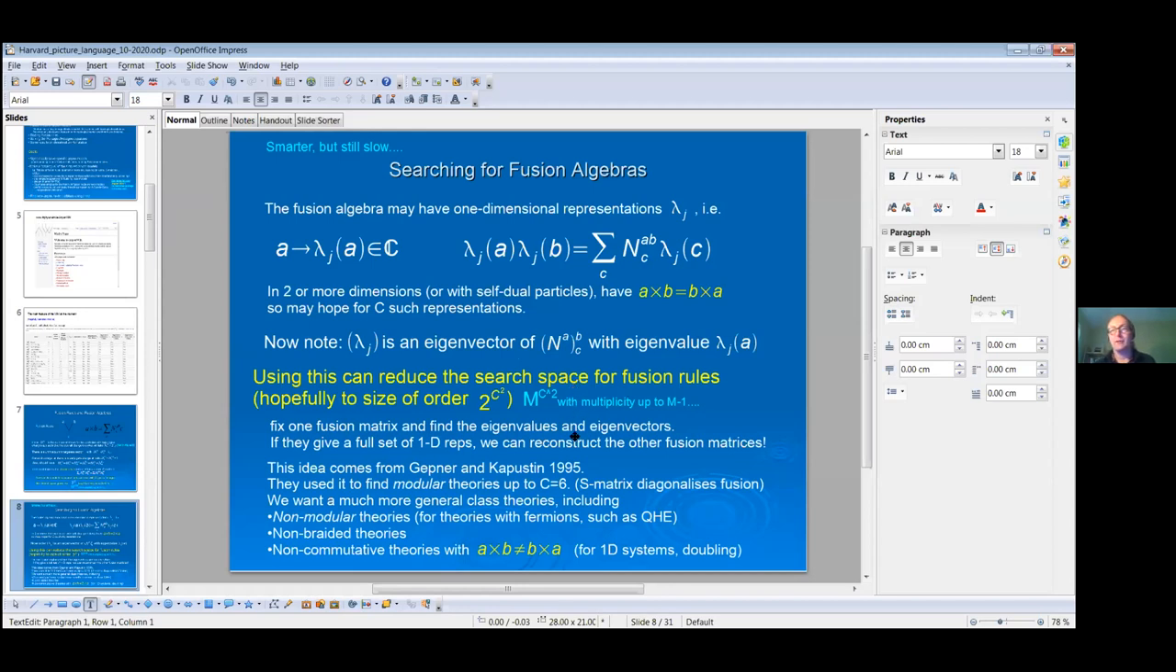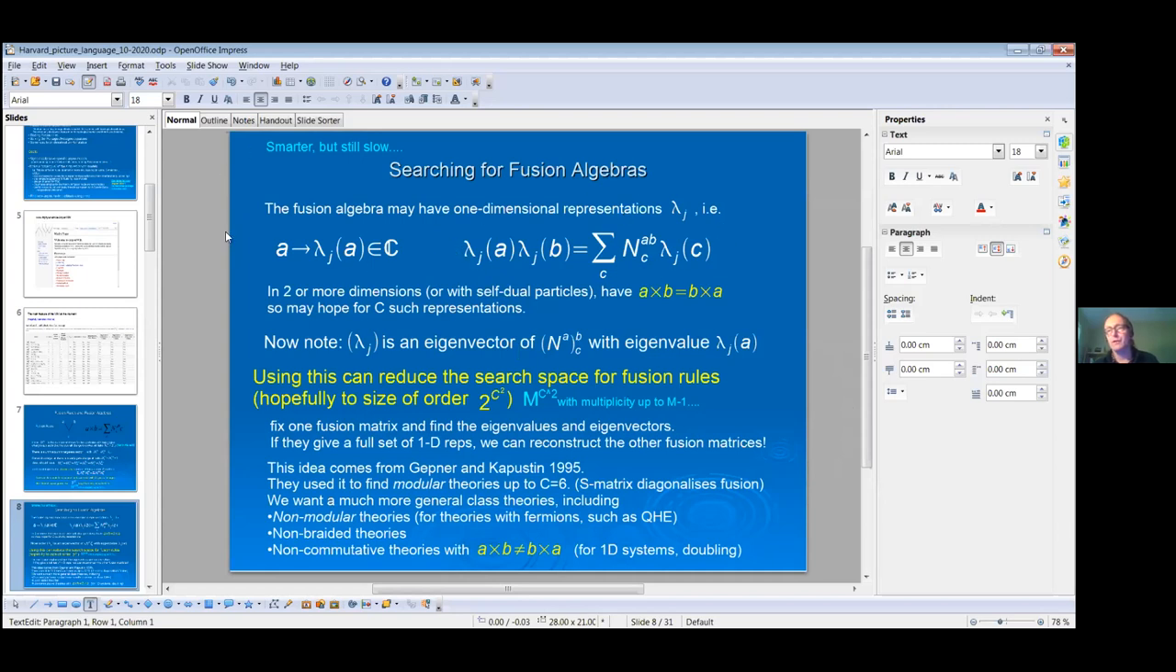And this is a slightly better strategy, and I was able to get up to almost some cases with 7 particles with this, but it's also a lot more complicated to implement properly, and it restricts you kind of to abelian categories. So the main reason I have this slide here still is because I think for some purposes this could still be a good strategy to search.